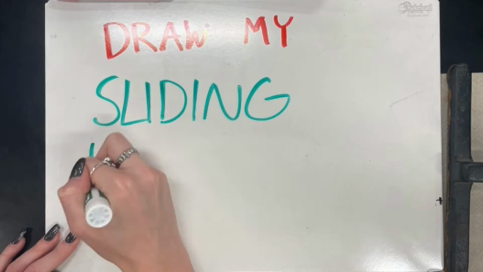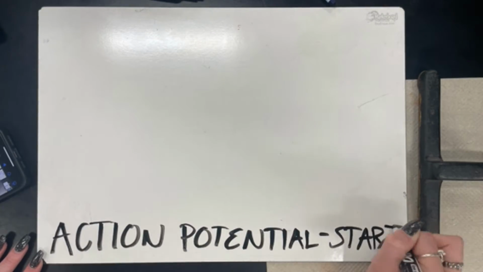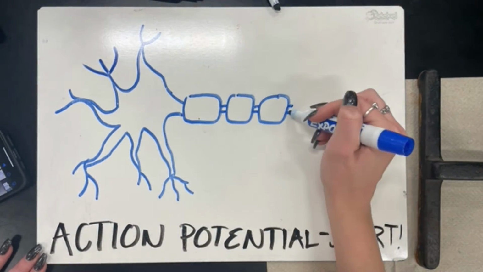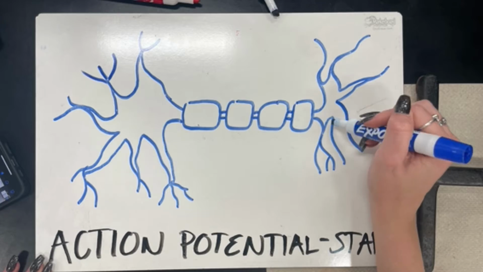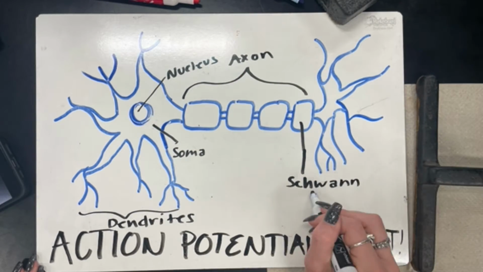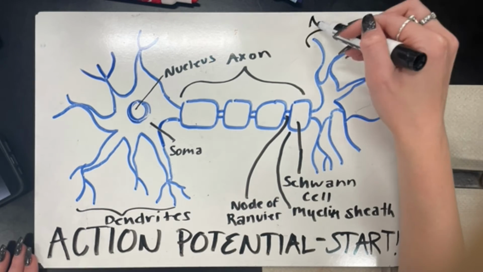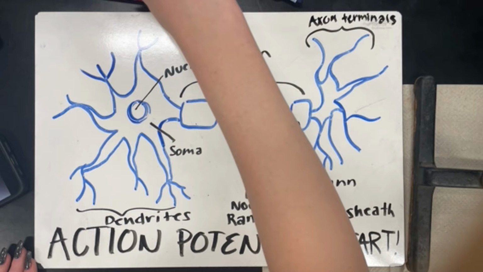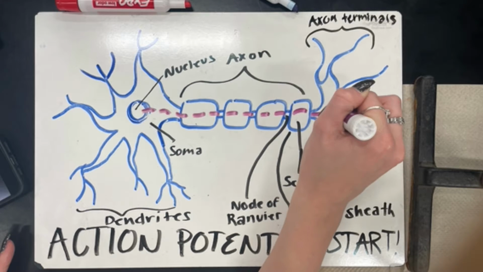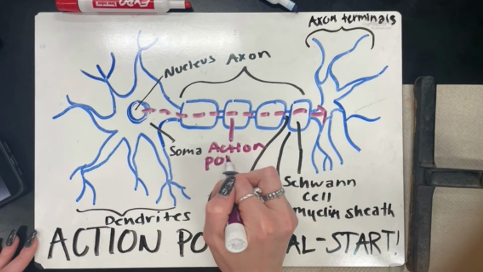This is our sliding filament theory model. Here is a neuron that will be attached to our sarcomere, being drawn and labeled. And here is the action potential traveling down the neuron from the dendrites towards the axon terminal that will meet at the sarcomere.